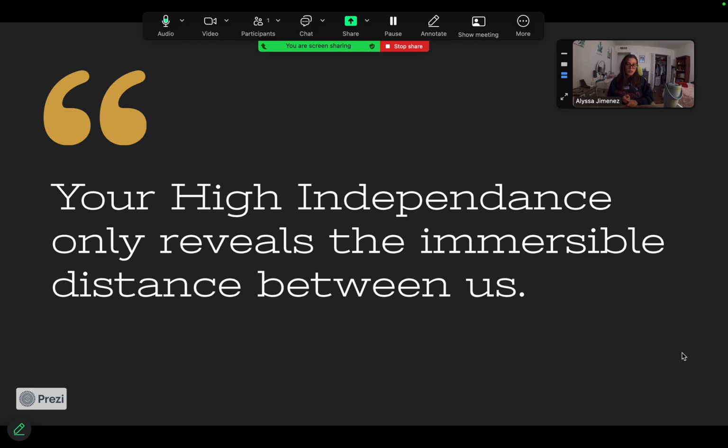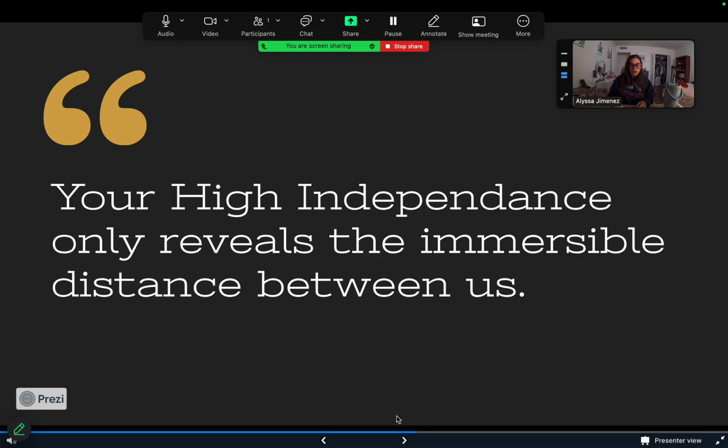"Your high independence only reveals the immeasurable distance between us." I felt that this touched on how patriotic some of our Republicans were at the time, and how they really saw no difference when there was quite the big difference between blacks and whites at the time. And I also touch on this in my next slide. Sorry, I'm struggling.